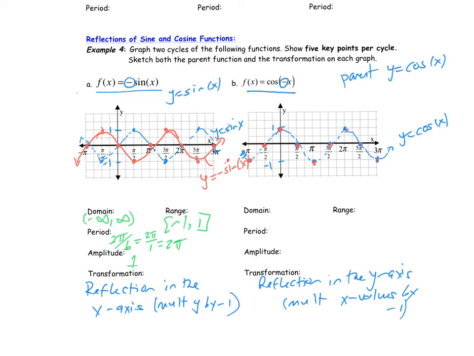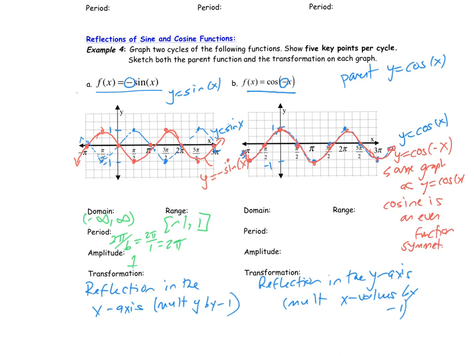And what we can see happening here is the graphs are actually the same. So reflection over the y-axis does not affect the graph of cosine. So this is the same graph as y equals cosine x. This is the graph of y equals cosine of negative x. And we should have known this already because cosine is an even function, which means it's symmetric over the y-axis. So reflection over the y-axis is going to result in the same graph.